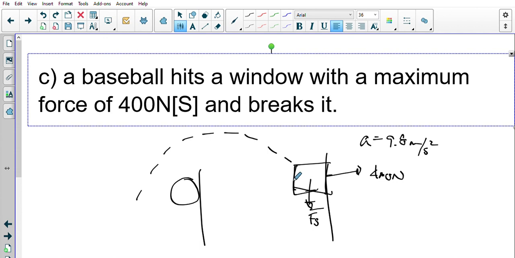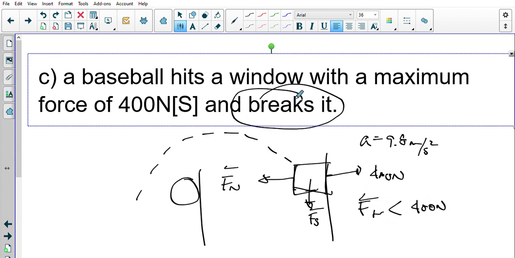Is there a normal force? Yeah, you betcha. Here's our normal force. Don't normal forces go up and down? Normal forces are perpendicular to the surface. The window's the surface. There's a normal force. Our normal force is going to be less than 400 newtons. How do we know that? Because the window breaks. This force is greater than the strength of the window, and the window breaks. Bad time for Billy. Have glass insurance.